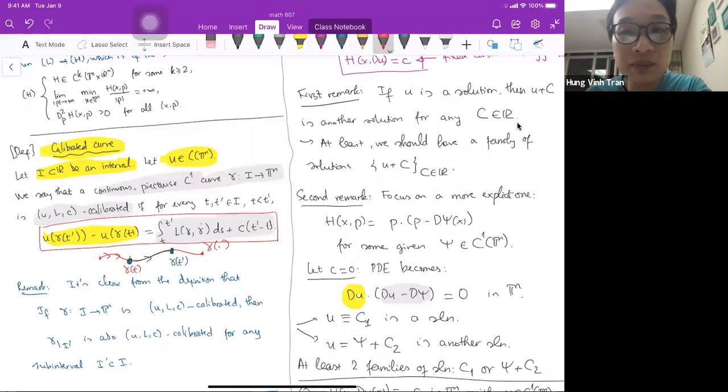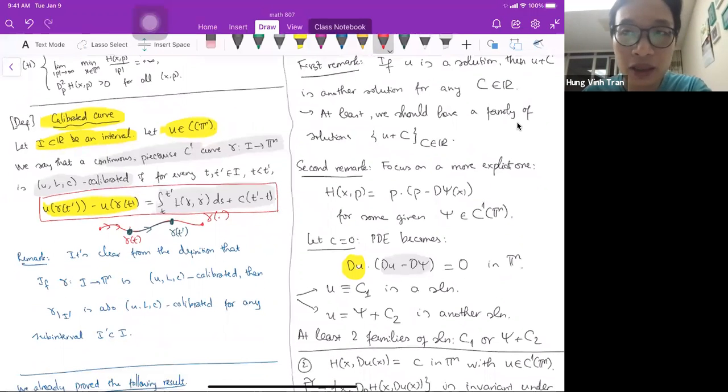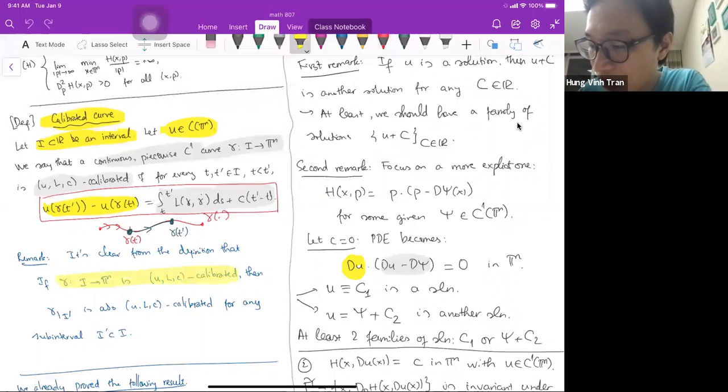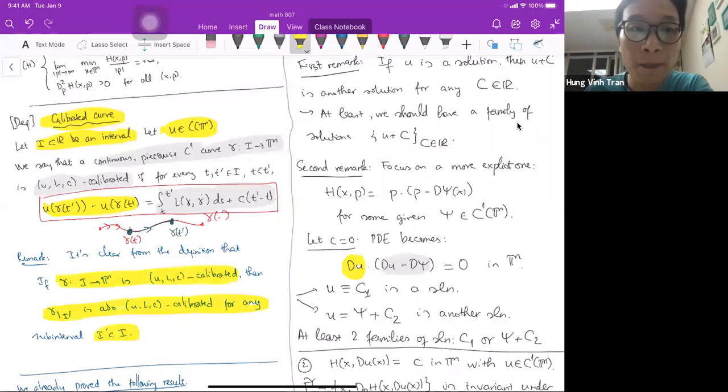And a very simple but also very important remark is that once you have a calibrated curve, then it's calibrated in any subinterval. In other words, it is optimal. Once it's optimal in a big interval, then it's optimal on any smaller interval, right? It just comes from the definitions, but that's important to remember. So if gamma is ULC calibrated, then gamma is calibrated on any subinterval I prime of I. Okay. And it's already evident from the definition, right?